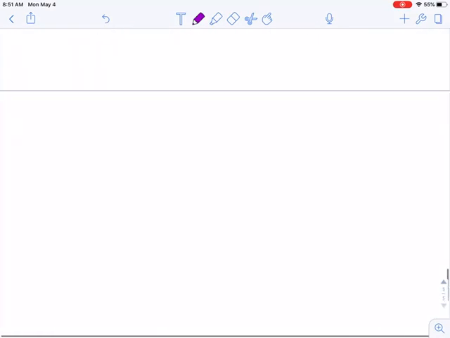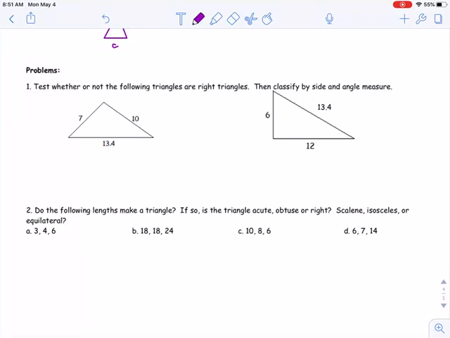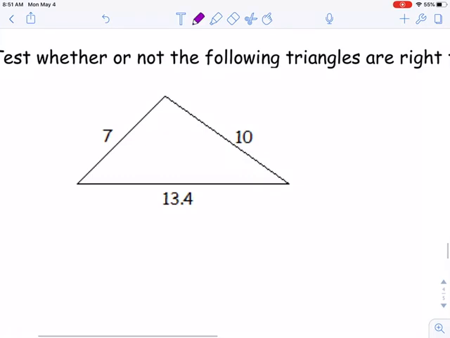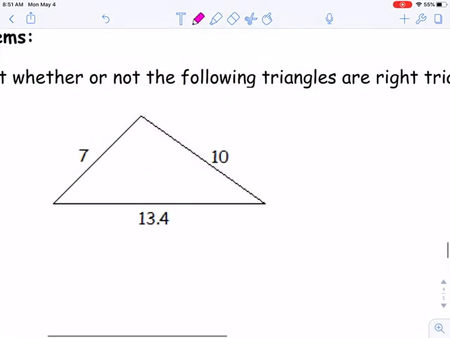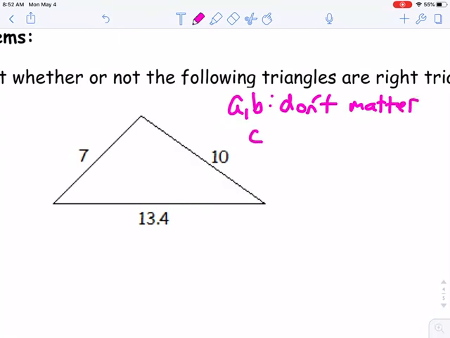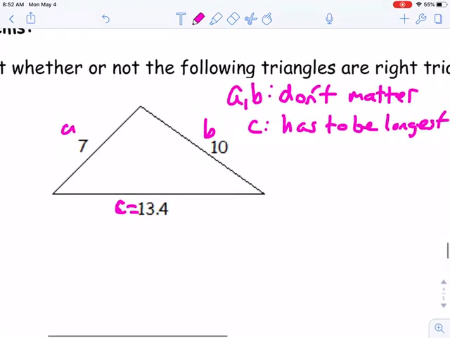Just a few more problems right here. Test whether or not the triangles are right triangles. Remember, I'm going to emphasize this a lot, a common mistake: a and b don't matter, but c does matter. c has to be the longest. So you need to pick c first, and after you determine which one's c, in this case 13.4, that's a, that's b. Or I could say 7's b and 10 is a.